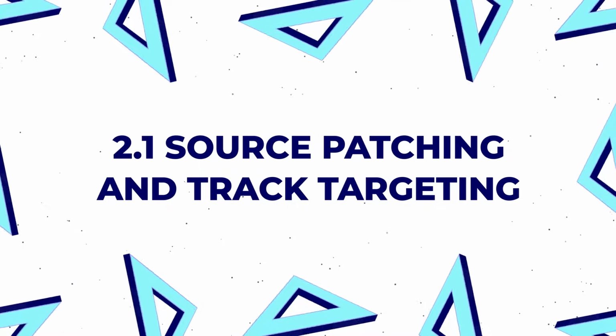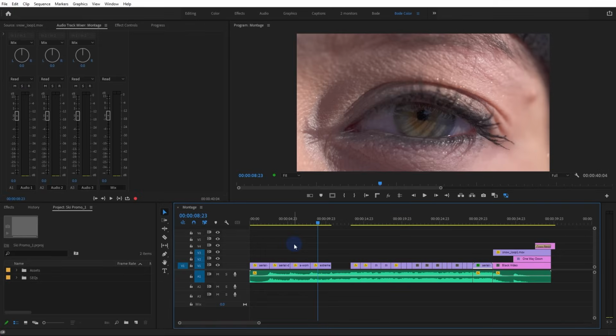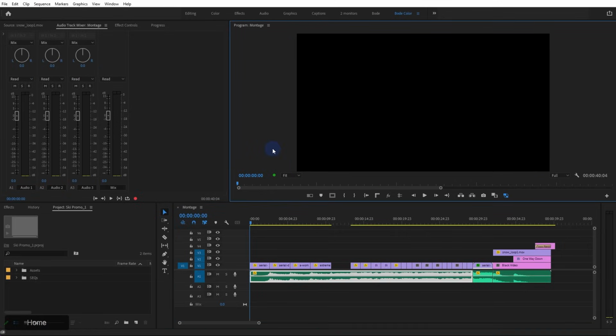In this lesson, you're going to learn about track targeting and source patching. So, I'm working on a montage here with clips that I found on Envato Elements and a really great music track that I found on Envato Elements here. I'm going to play you just a second of this.